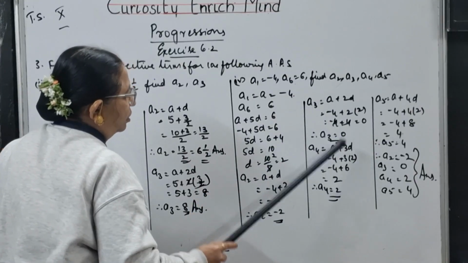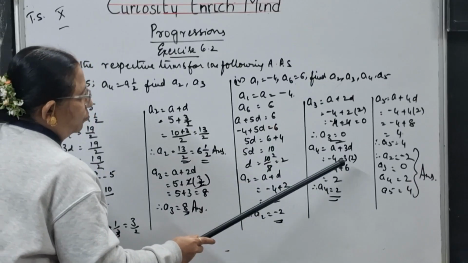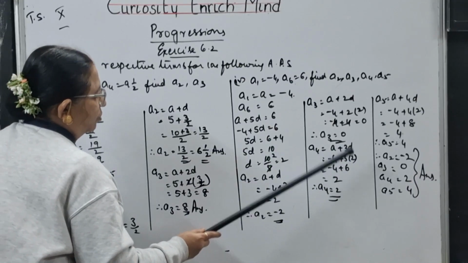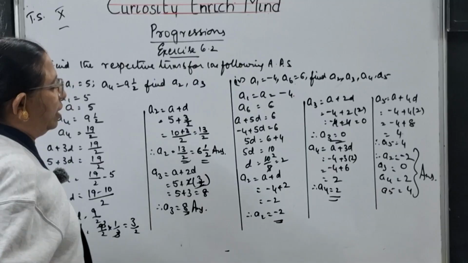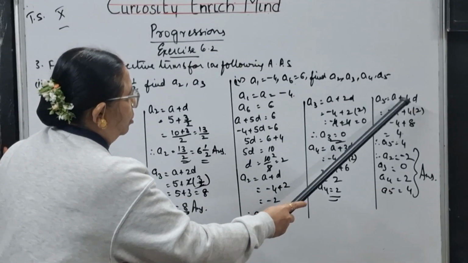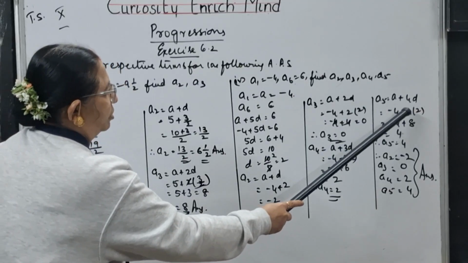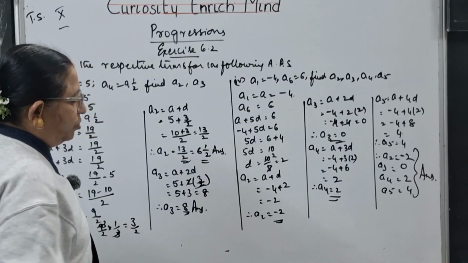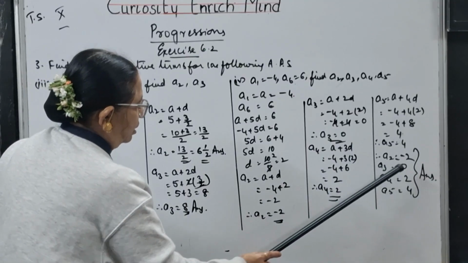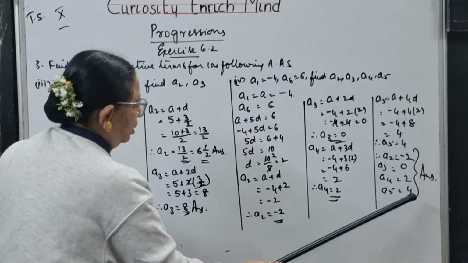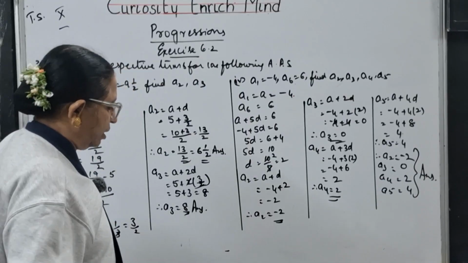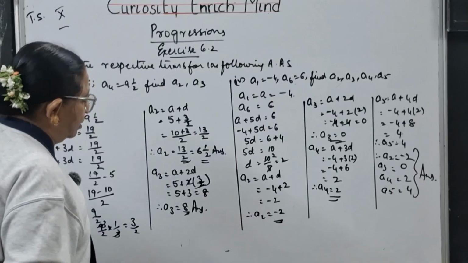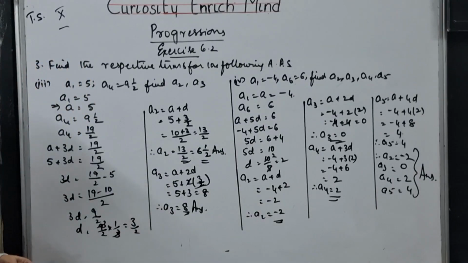A3 is 0. A4 is A plus 3D. Minus 4 plus 3 into 2. Minus 4 plus 6, that is 2. A4 is 2. A5, A plus 4D. Minus 4 plus 4 into 2. Minus 4 plus 8, that is 4. So A2 is minus 2. A3 is 0. A4 is 2. A5 is 4. These are the answers for this problem, children. Fourth bit. I have one more bit. If you complete it, I'll do the next bit.